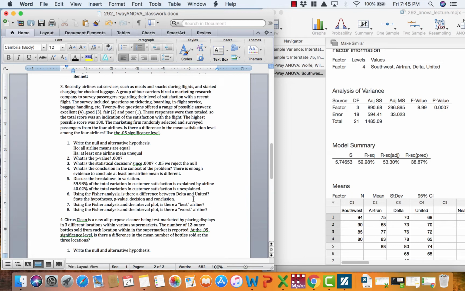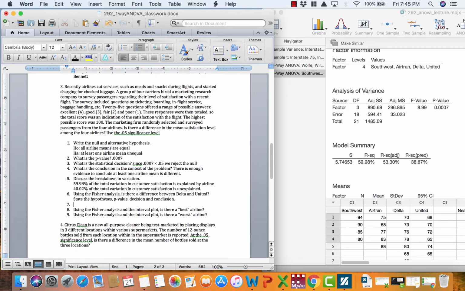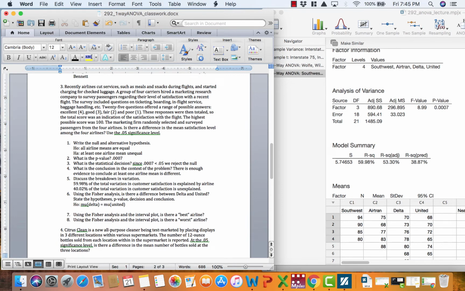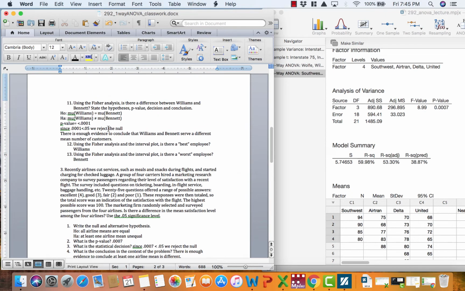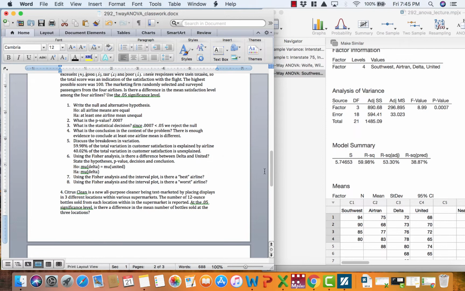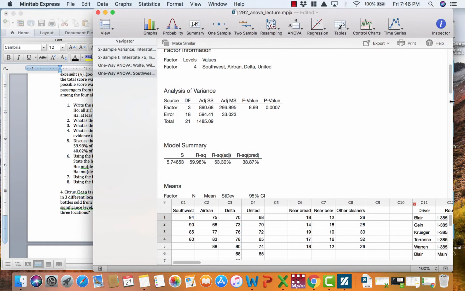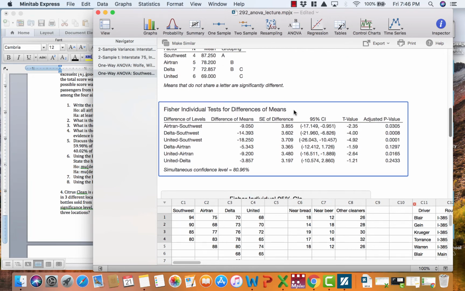Using the Fisher analysis, is there a difference between Delta and United? We've got a null, mu Delta is equal to mu United, versus an alternative, mu Delta not equal to mu United. So we go down to our Fisher individual tests for differences of means. We're interested in Delta United. We go down to the very last pairing here, and our p-value is 0.2433.